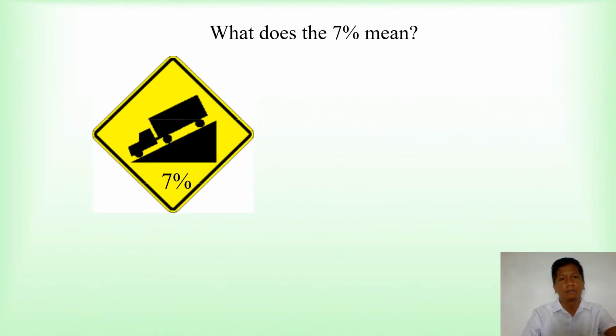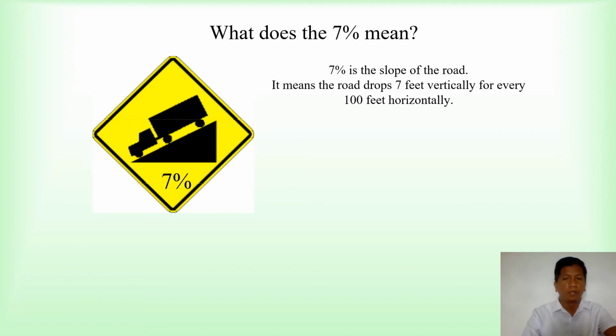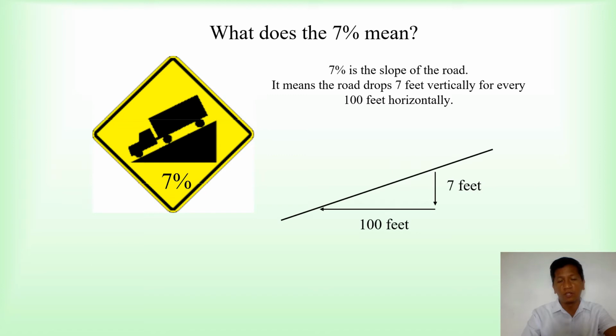Next, what does the 7% mean in that sign? It means that 7% is the slope of the road. It means the road drops 7 feet vertically for every 100 feet horizontally. That is the representation of slope in real life. So what is slope?